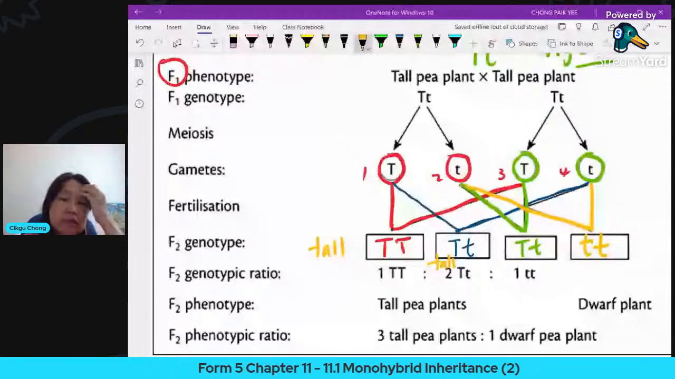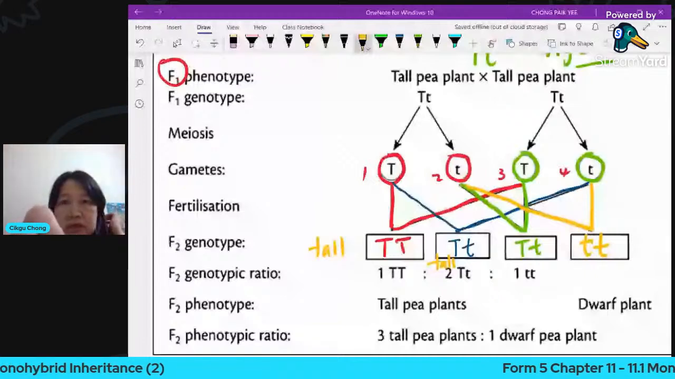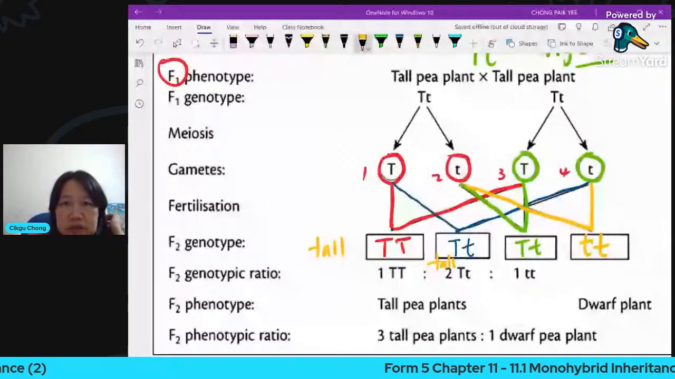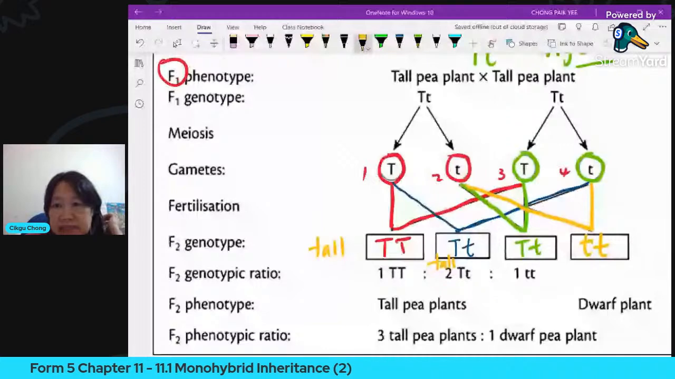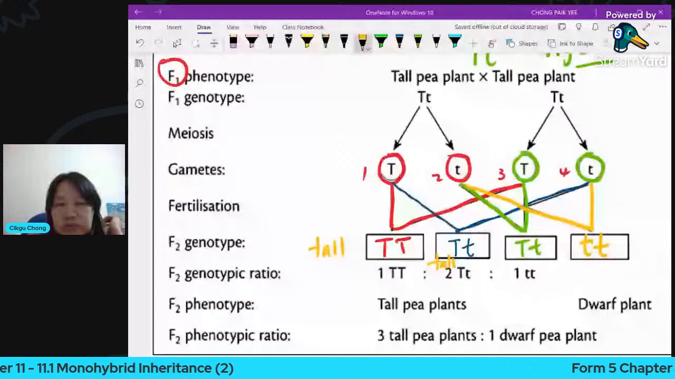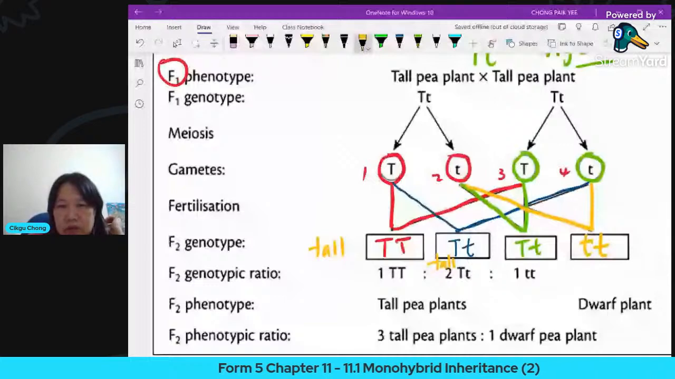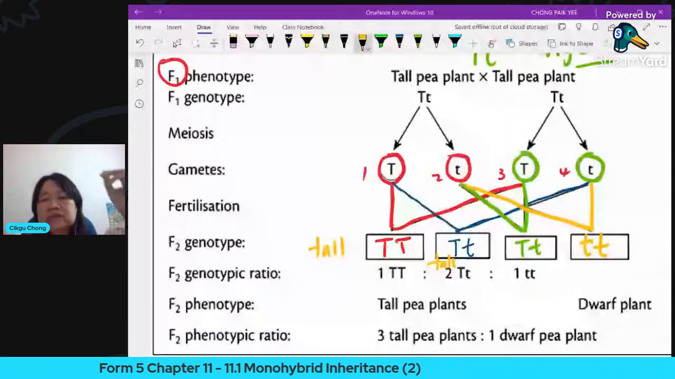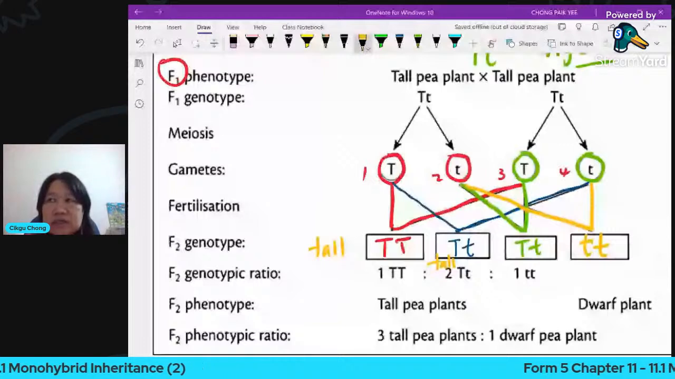And here, you see the difference here? Now your short comes out. That's why it is so amazing. Now, in this next generation, you will get a short, or we call dwarf. And the ratio is, this is 1, this is 2, you have 3. You will have 3 tall and 1 dwarf. And it happens all the time because this is a law. Whatever you do with the other characteristics, you will still get 3 to 1.